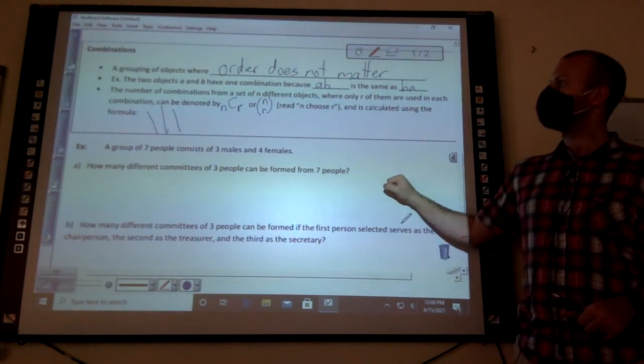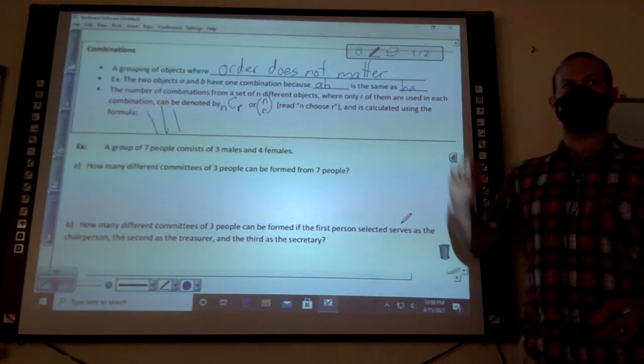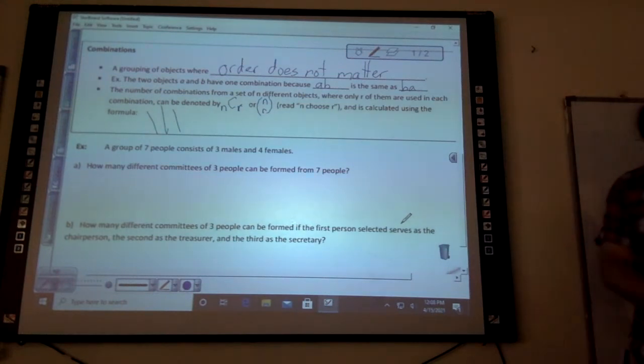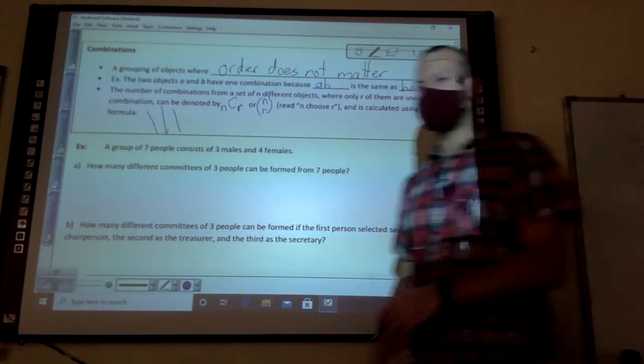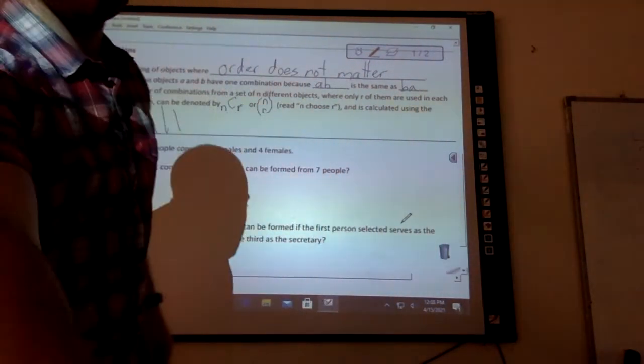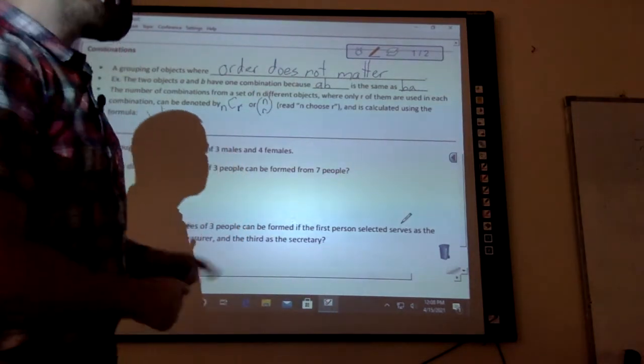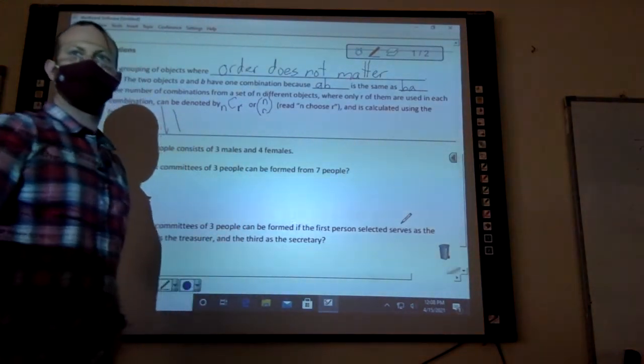Questions on this? Does that make sense? Okay. So now let's look at something like this. We've got 7 people, 3 are males, 4 are females. And we want to make a committee of 3 people from these people. A committee is just a group of people that get together and make decisions or talk about something. So in this case, does my order matter?